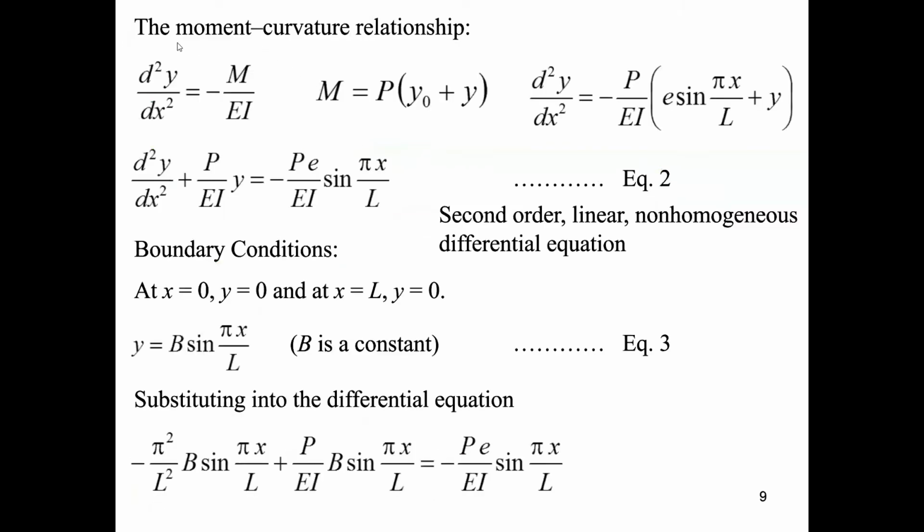The moment curvature relationship is the second derivative of y with respect to x equals minus M over EI, where M is the total moment and EI is the flexural rigidity. The total moment M can be expressed as P times (y0 plus y). Now, if we substitute the total moment M into the moment curvature equation, we will get this equation.